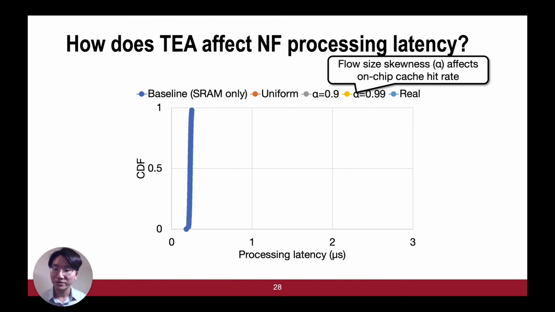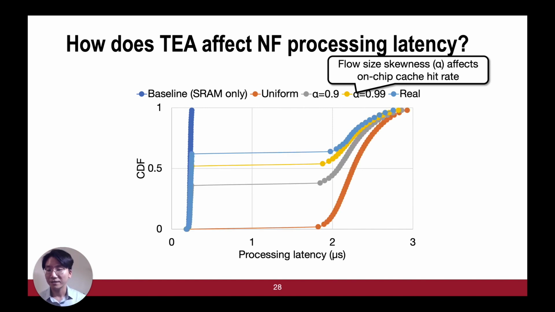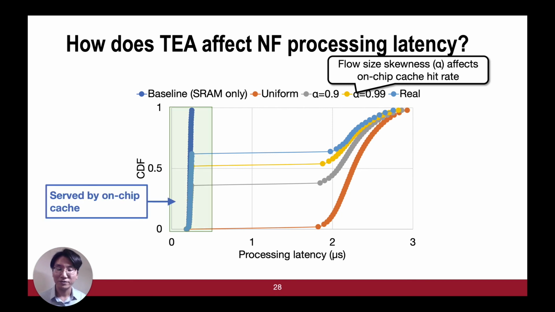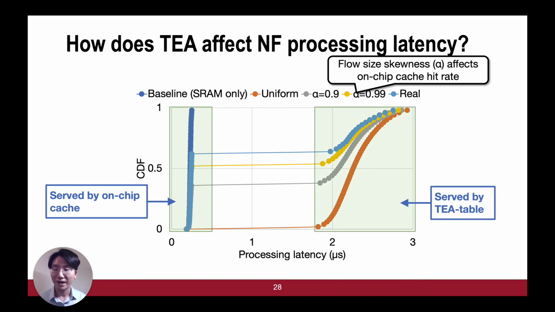Here, the x-axis is the latency and the y-axis represents the CDF of the latency. This is the distribution of the baseline's latency, which takes a few hundreds of nanoseconds. And this is the result for T-enabled NAT. Basically, the distribution is divided into two parts. The left-hand side is the distribution when lookups are served by on-chip cache, and the right-hand side represents the case where lookups are served by T-table on external DRAM. We can see that for more skewed traces, they have higher chances of being served by on-chip cache. Also, regardless of the skewness, we can see that the variance is small, which results in the predictable end-to-end latency.